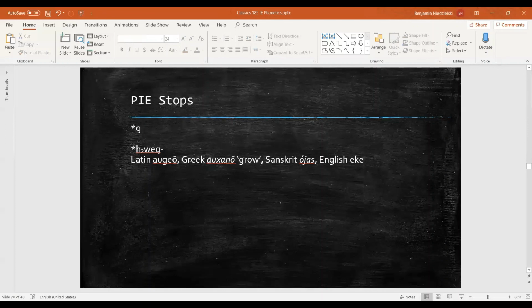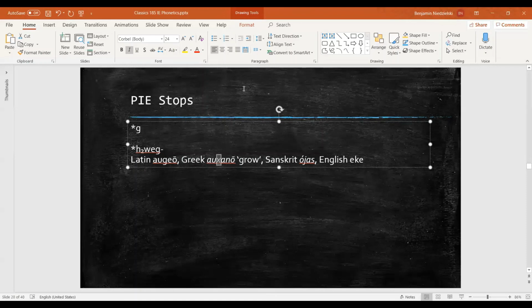Now, this Greek form, auxano, this x, what's written as an x, is a ks sound. Two different consonants put together, a k and an s. So it's really hard to say a g and an s together. We can't really say gs. So what's written as an x is actually g plus s put together and made easier to pronounce. That's okay, even though it looks kind of weird. But we can see from the Sanskrit that we have some problems. This g doesn't always correspond to a g in Sanskrit.